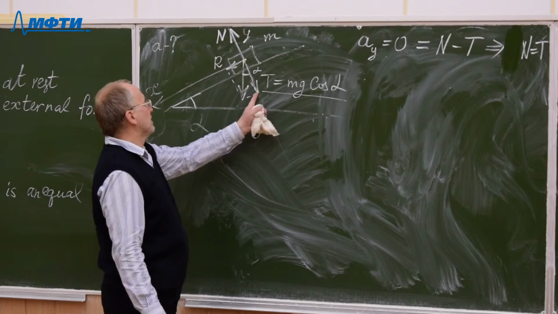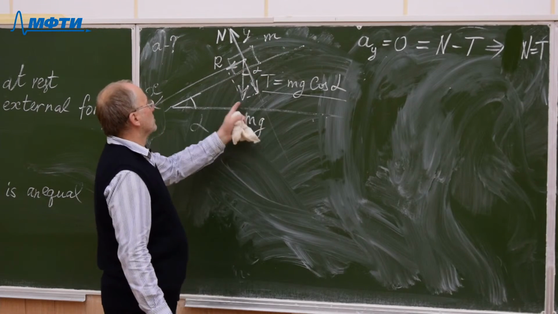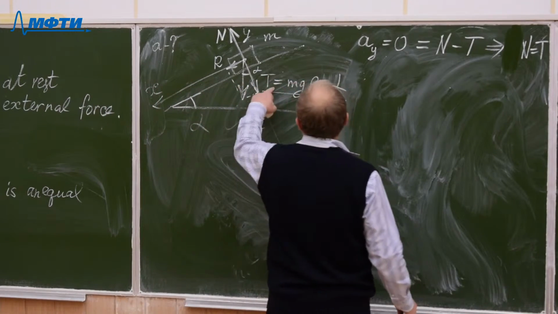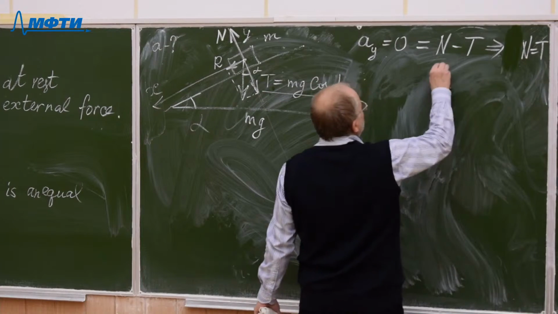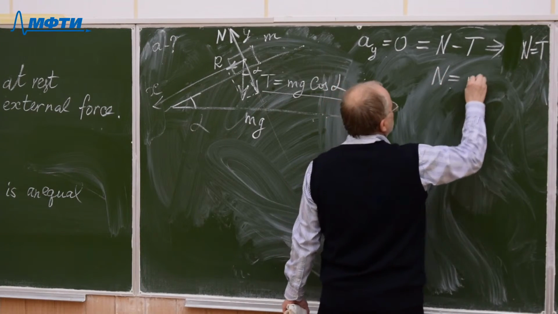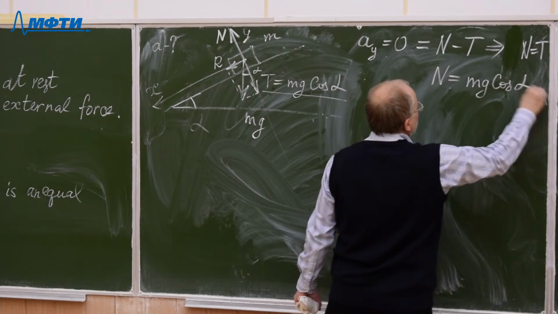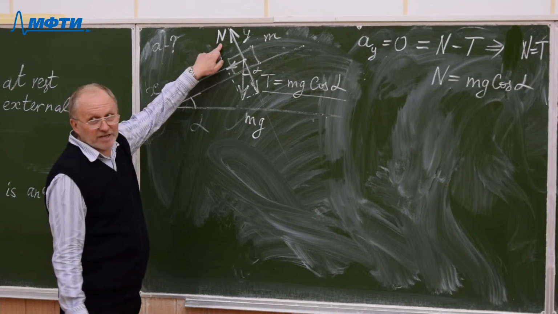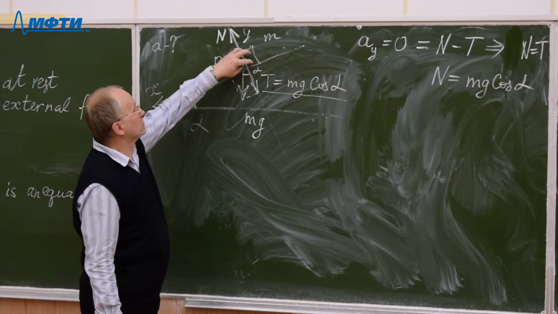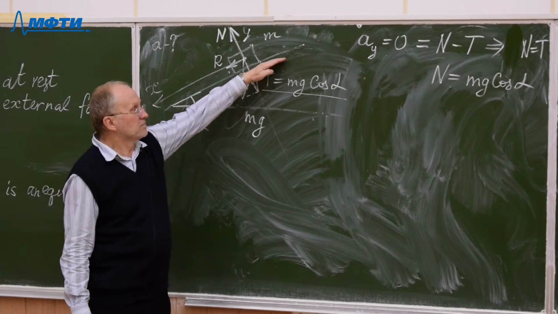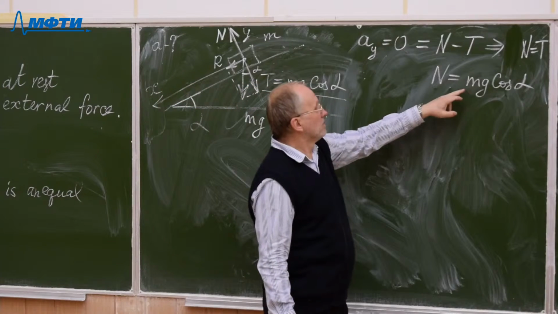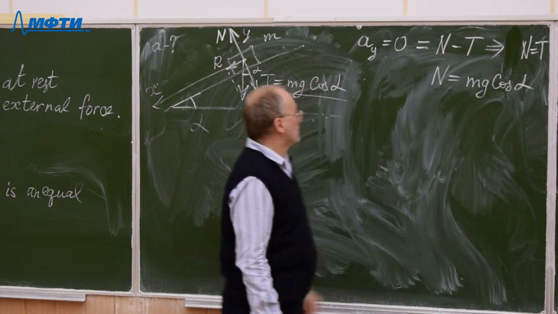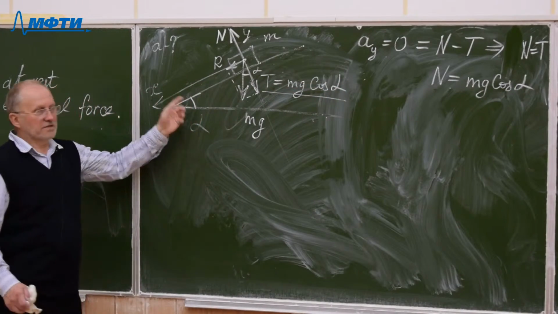The adjacent leg in the right triangle can be expressed in this way, using the cosine function. So if we know t, then we know the magnitude of n. This is mg cosine alpha. We obtained the force of interaction between the block and the surface. We found this force using the mass of the body, the acceleration of free fall, and this angle of inclination of the surface.